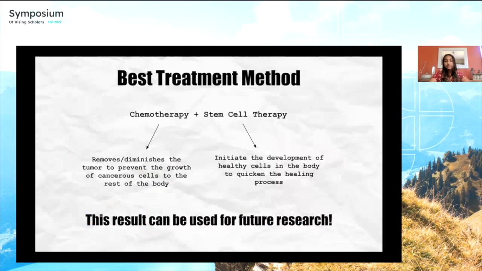Along with stem cell therapy, chemotherapy can be paired in order to form the best possible treatment method. The chemotherapy can help diminish the tumor and prevent growth of cancer cells, while stem cell therapy can help initiate the development of healthy cells to quicken the healing process. This result can be used for future research to see if chemotherapy paired with stem cell therapy can be a newfound treatment for lung cancer.